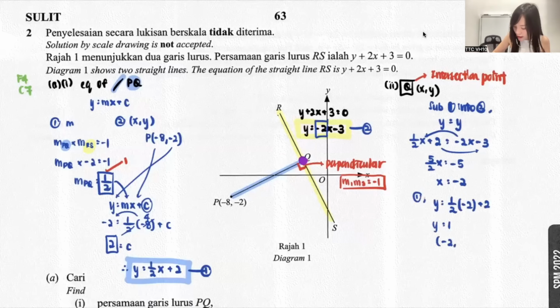So remember to write out the answer nicely. Isn't it your Q answer is negative 2, 1. You better label back to your diagram, see whether it makes sense, whether they are left side of x 0, top of 0. Then only it looks like negative 2, 1. Okay, you can see that?